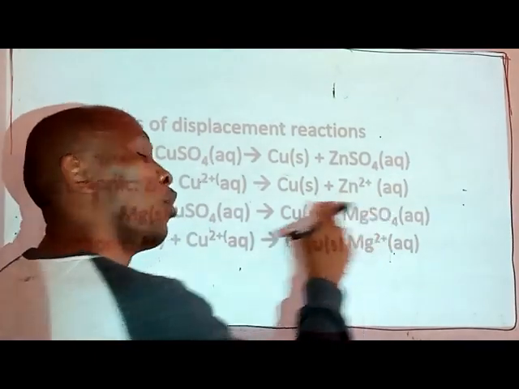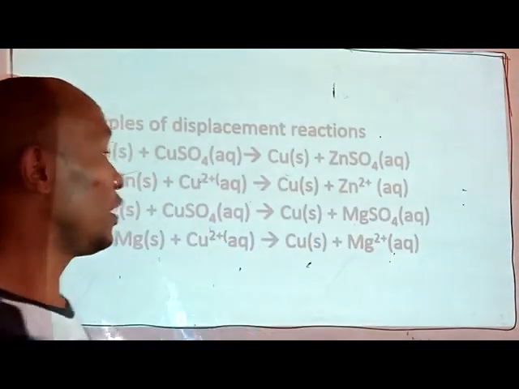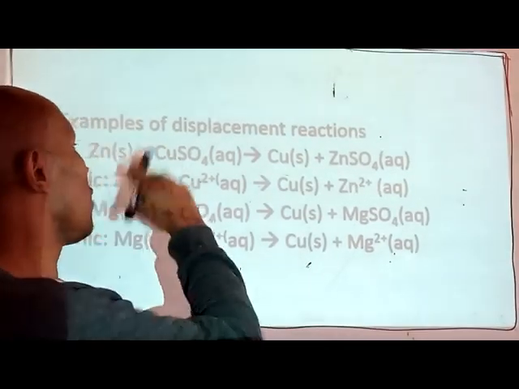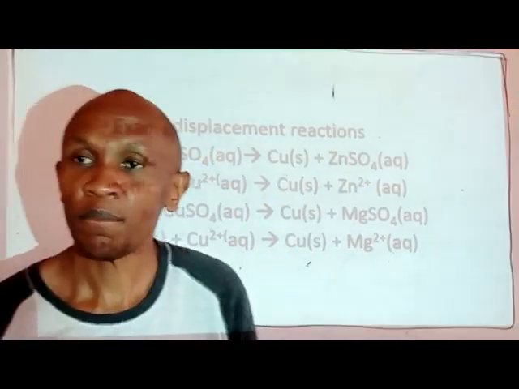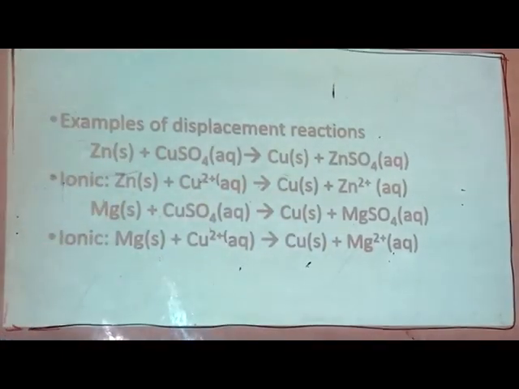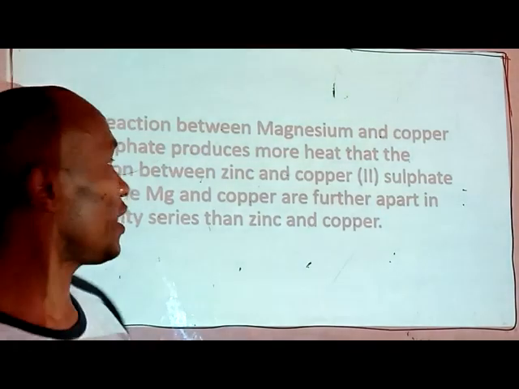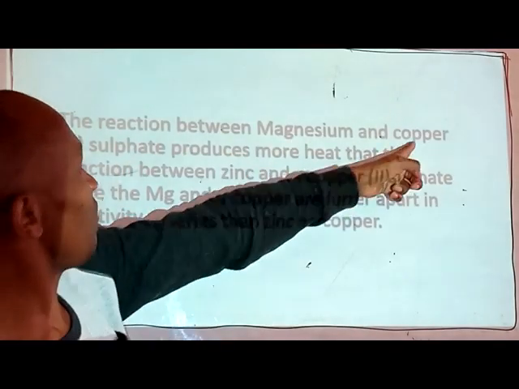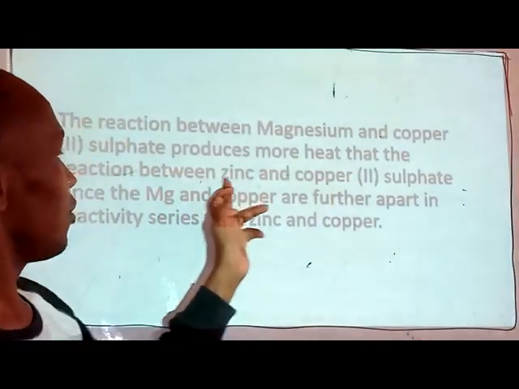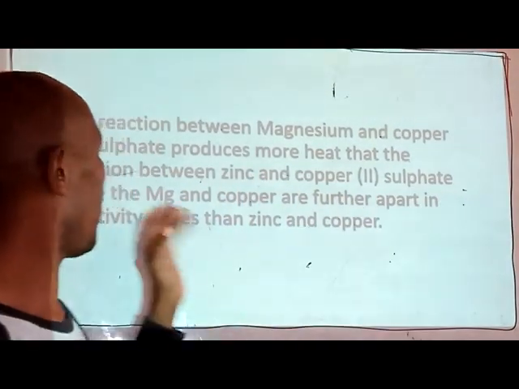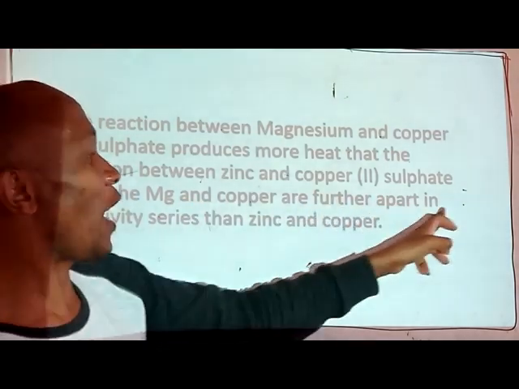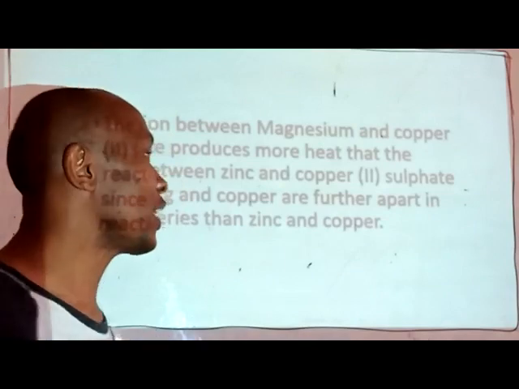So you are going to get more energy in the second case when you displace copper using magnesium than when you displace copper using zinc, because of the difference in reactivities. The reaction between magnesium and copper(II) sulfate produces more heat than the reaction between zinc and copper sulfate. Why? Because the amount of heat produced will depend on how far apart they are in the reactivity series.